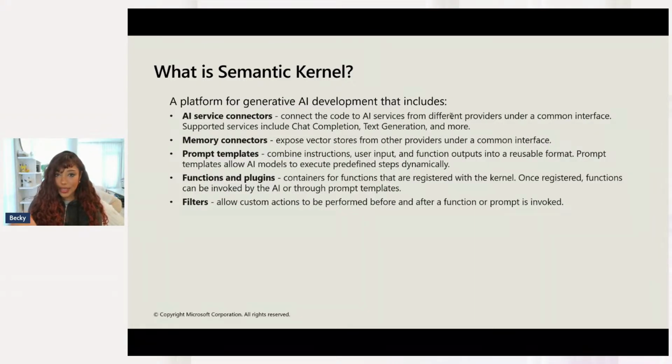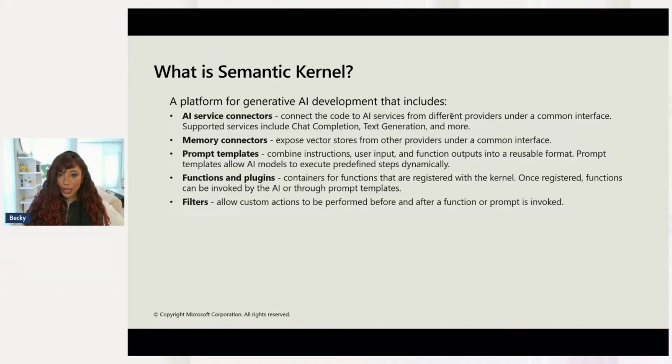So AI service connectors can connect your code to different AI services such as chat completion, text generation, text to image, and much more, and they all use a common interface. Memory connectors are the same way. You can use different vector stores under a common interface. Prompt templates are very useful. They combine instructions, user input, and function outputs into a reusable format. So using prompt templates lets the model complete predefined steps with dynamic input.